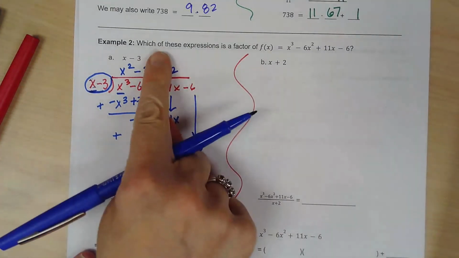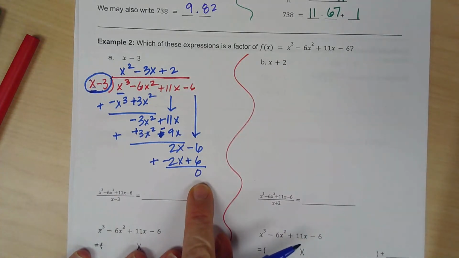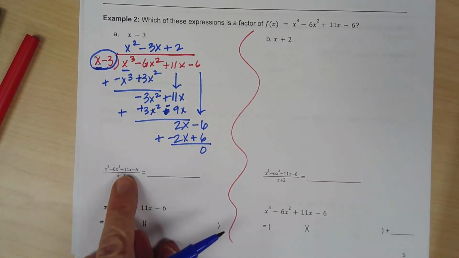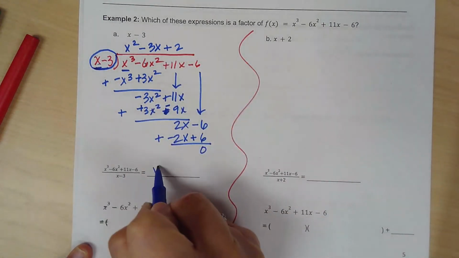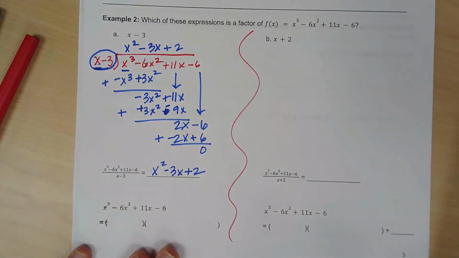So when my original question says which of these expressions is a factor, we already know that this one's a factor because it has a remainder of 0. Normally we're going to write it like this as a fraction. So this means this big polynomial divided by x minus 3. My answer then is x squared minus 3x plus 2.